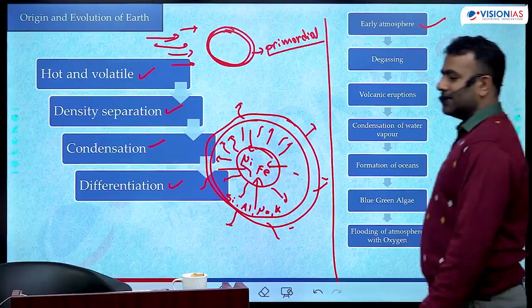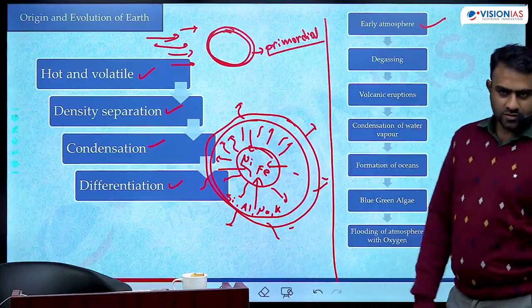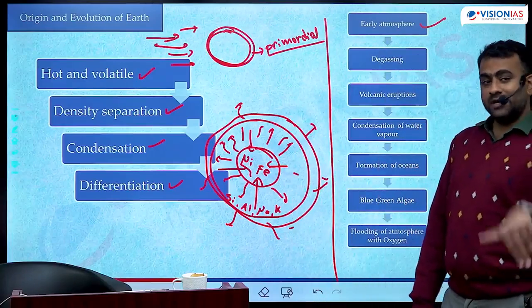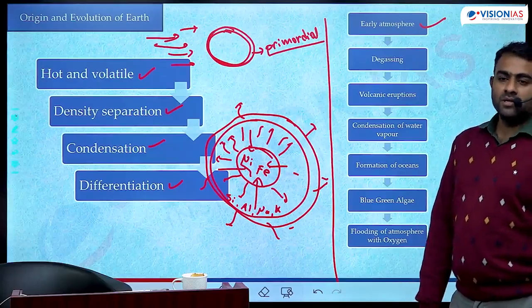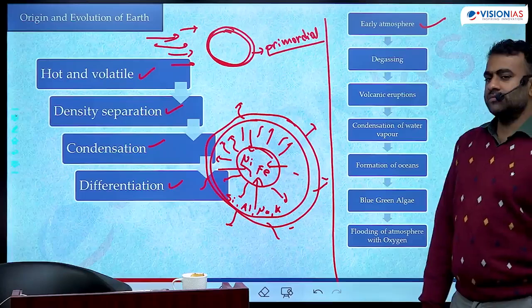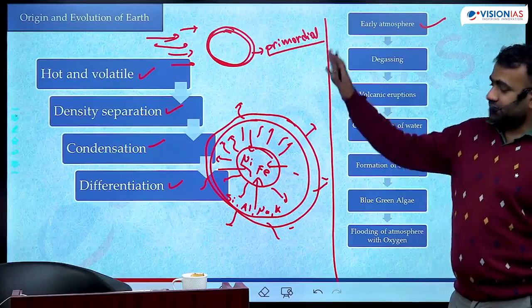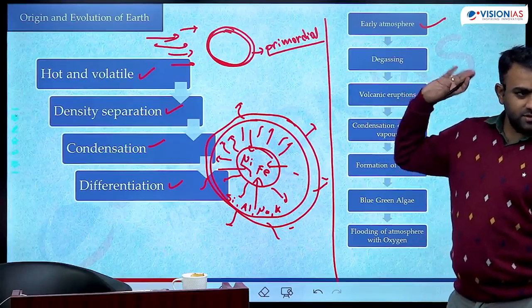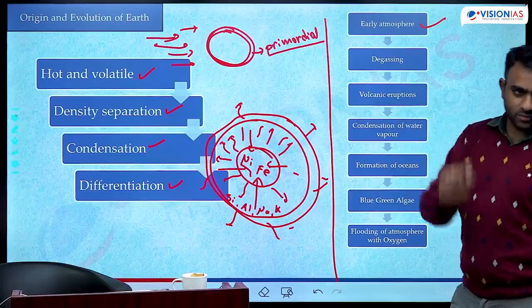After that, a secondary atmosphere was formed, which later evolves into the present atmosphere. If you see it stage by stage, आपको देखना है तो Earth has gone through 3 stages of atmospheric formation. First one came with the origin, that got removed. Then comes another atmosphere that got modified to the present atmosphere.